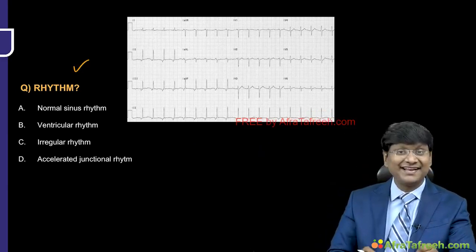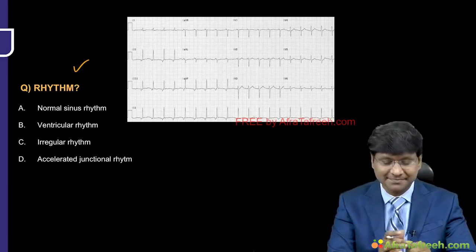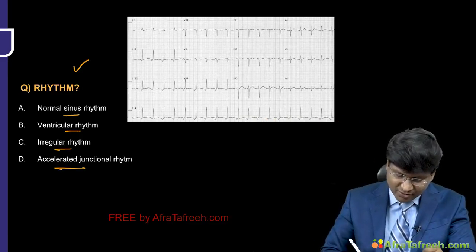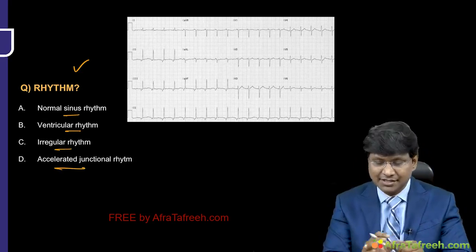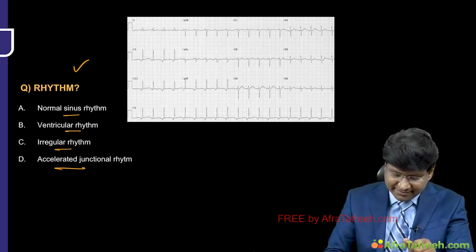So the question is, this particular ECG strip has been given to you and you are asked about the rhythm. Is it normal sinus rhythm? Is it ventricular rhythm? Is it irregular rhythm? Or is it accelerated junctional rhythm? I'll just try to zoom up this ECG so you can appreciate it in a better manner.